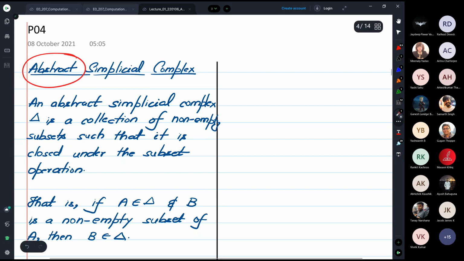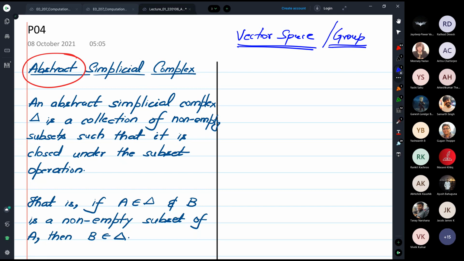An immediate question that may arise in your mind is, what is abstract? Before explaining that, let me tell you something analogous, which is also an abstract entity: a vector space, or for example a group. If you ask me what is the vector space or what is the group, there is no physical meaning to that. It's just a purely mathematical construction. In the same way, you will see that the definition of simplicial complex is a purely mathematical construction by itself. There is no physical meaning attached to it.